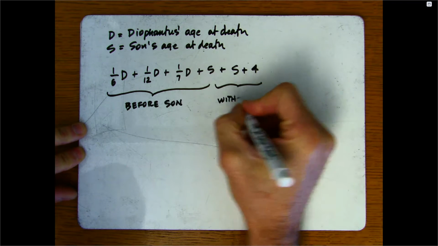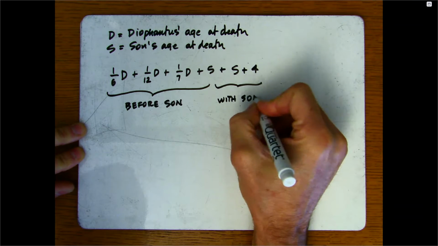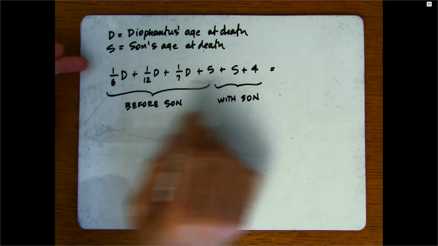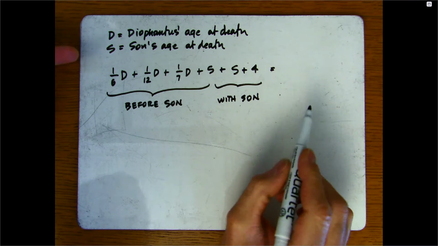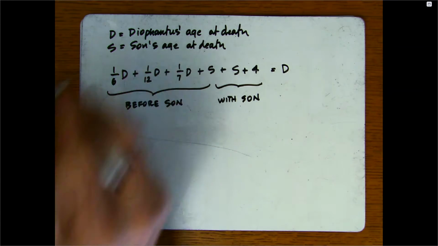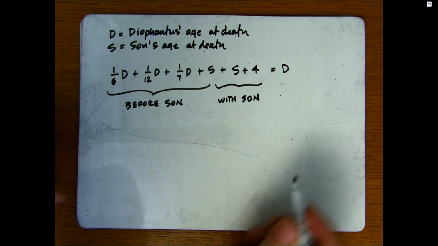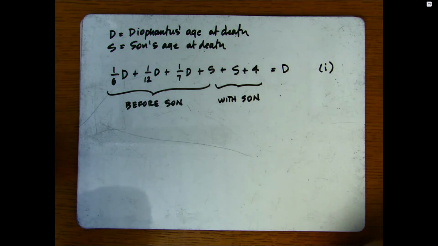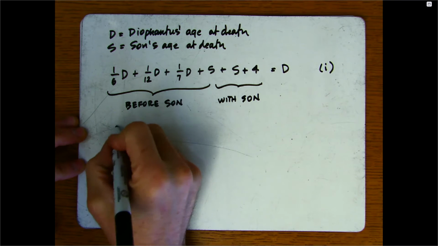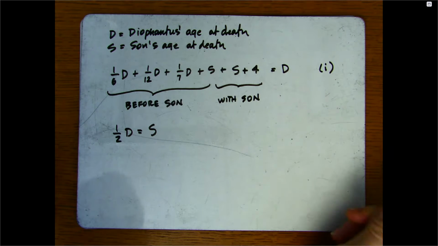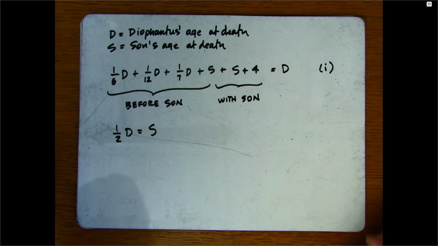So this is the part where the two of them were alive together, so he was with his son, and if he dies, then what we can think of is that this whole thing must be equal to just D, however old Diophantus was at the age of his death. We're also given the fact that his son lived to be just half of his age at death. So in other words, if I take 1/2 of Diophantus's age at death, I would know how old the son was at death. So it looks like we have a system of 2 equations and 2 unknowns. We should be able to solve that.